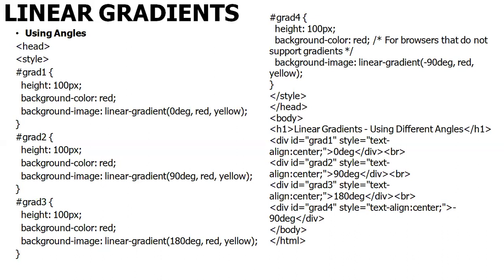is text-align center 0 degree, div tag should be closed, and the BR tag. The following break can happen. And div ID grad2, the style text-align center 90 degree, div tag should be closed, the break tag should be there. Div ID grad3, style is text-align center 180 degree, div tag should be closed, the break should be there. The div ID grad4, the style is text-align center and minus 90 degree, div tag should be closed and body tag should be closed and HTML should be closed.